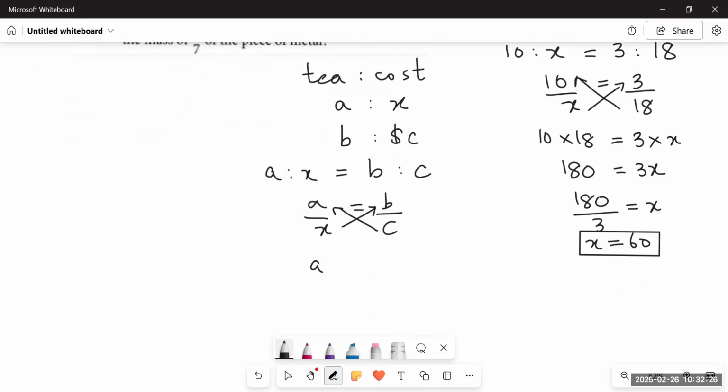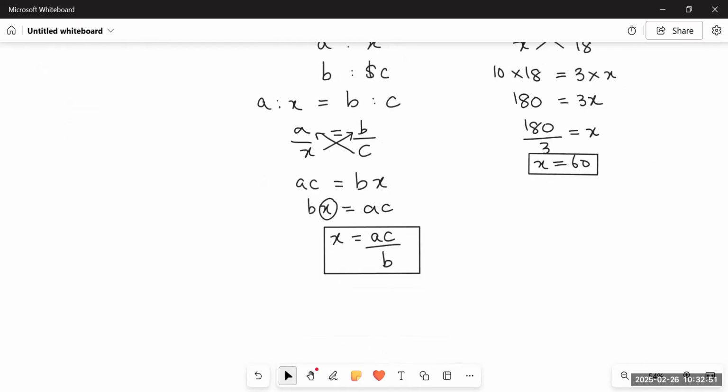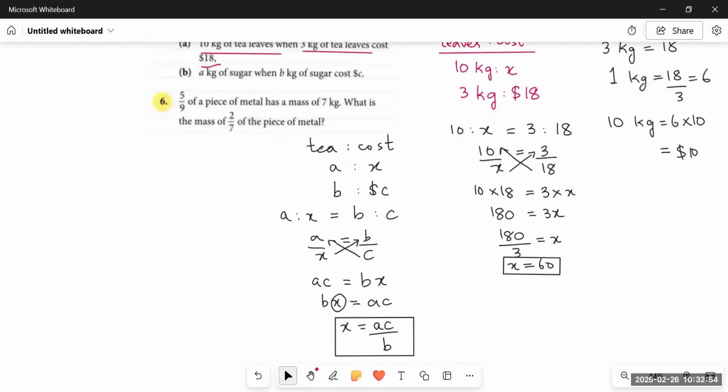It will be AC is equal to BX. Then I'm going to write it like this: BX is equal to AC. Why? Because I have to make X my subject. What to do next? I'll shift B to the other side as well, and it would be X is equal to AC upon B. This would be the cost of A kg of sugar. The cost for A kg of sugar would be X dollars. This is the answer. The same method was followed while solving this type of question.